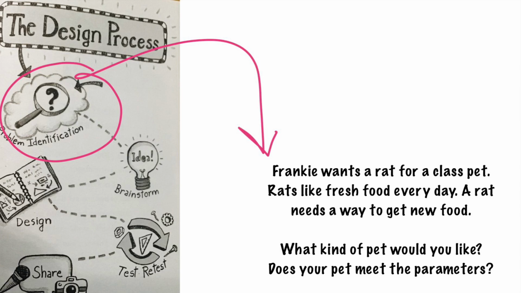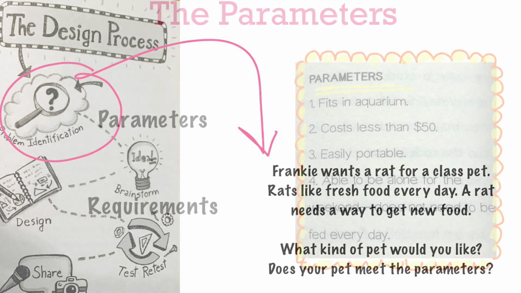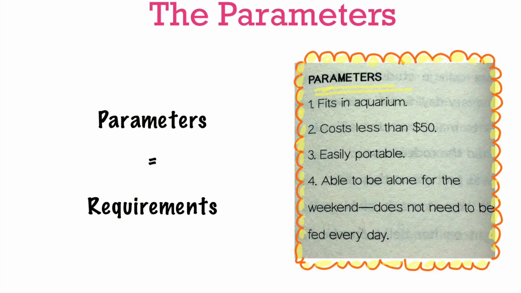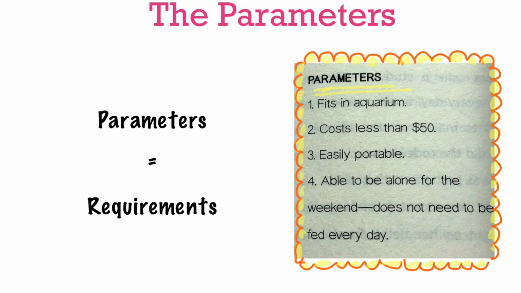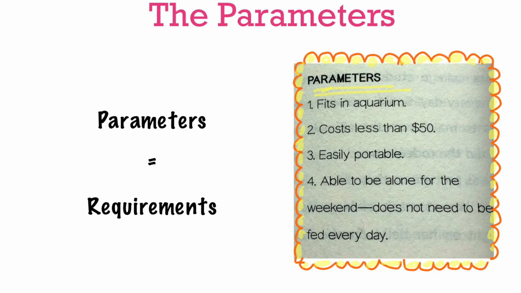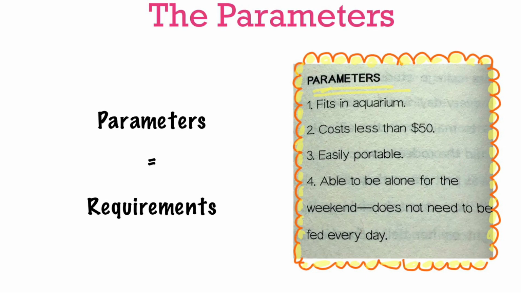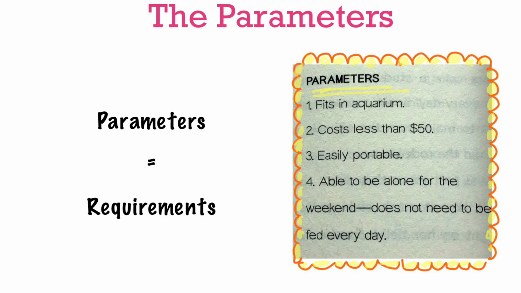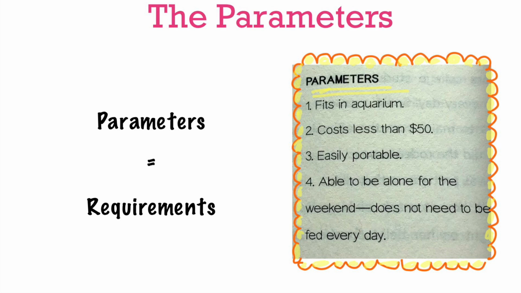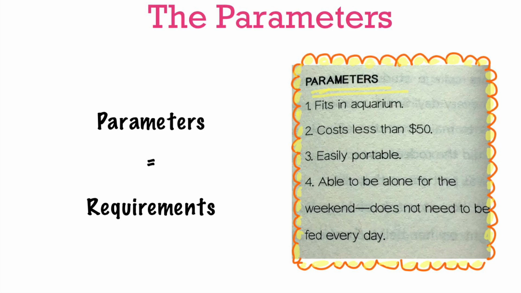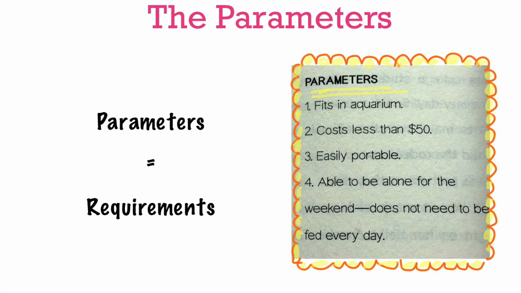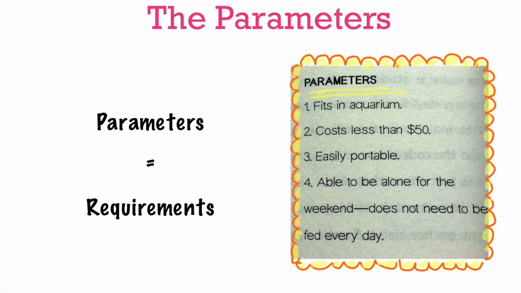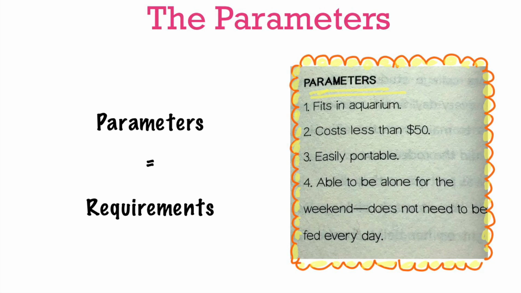What's the problem with your animal as a class pet? Start by checking the parameters. Does your animal fit in an aquarium? Does it cost less than $50? Is it easily portable? Is it able to be alone for the weekend? If you answered no to any of these questions, then you've identified your problem. If you answered yes to all of them, you'll need to dig a little deeper. Does your animal need a way to exercise or to clean itself? Think about what your animal will need, and you can create something to solve that problem.